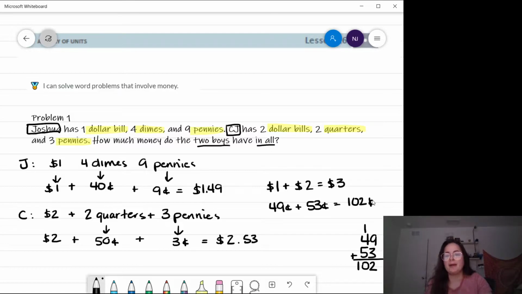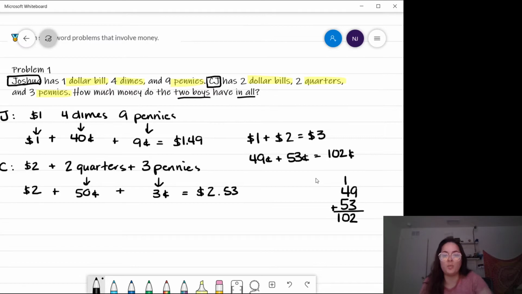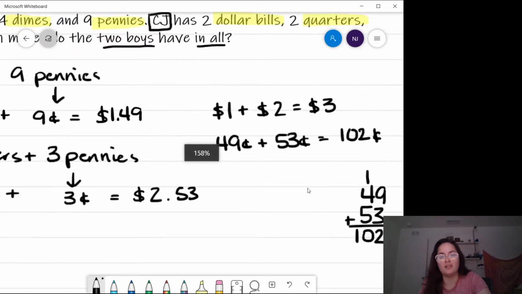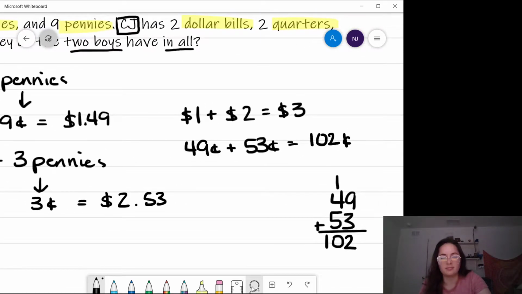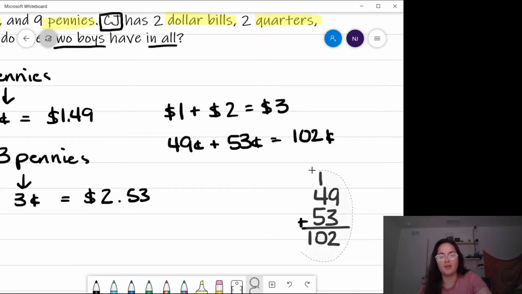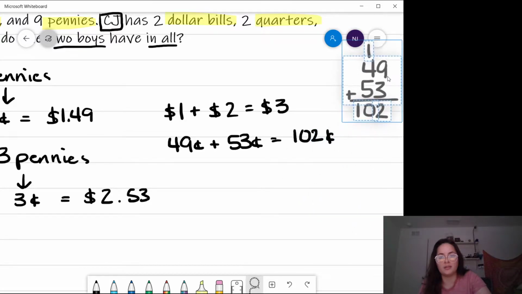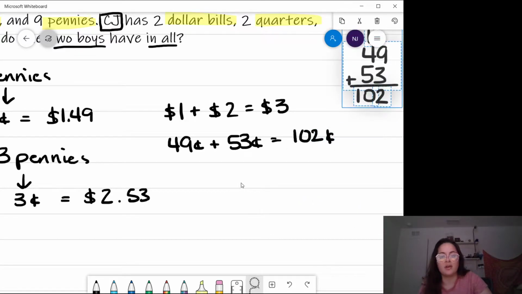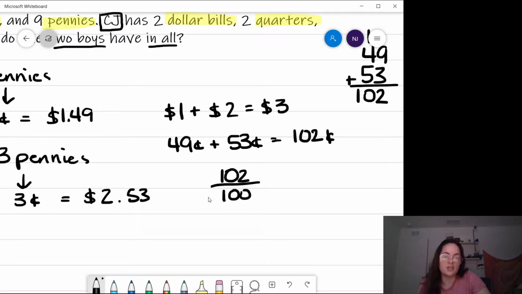So if we think back to lesson 15, 102 cents is what fraction of a dollar? 102 cents is what fraction of a dollar? I'm going to move that over there. So 102 cents would be 102 hundredths of a dollar.